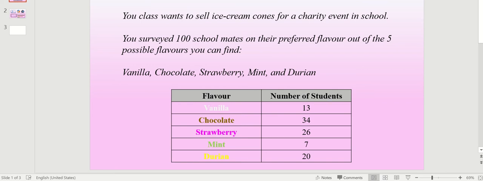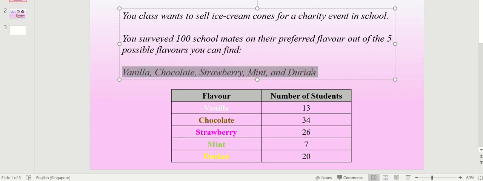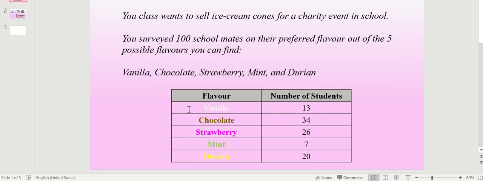Before you actually sell, you do a survey to ask around what kind of flavors they like, so that you can, for example, stock up more of the flavor that your schoolmates prefer. You have five different types of flavors. These are the five flavors. After surveying 100 students, this is the data that you got. My question is, how do you present it in a picture or a graph that is easy for people to understand? One look, they can tell which flavor is more favored, and by how much it is the favorite of the students.